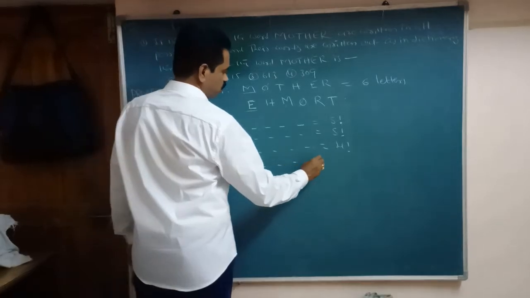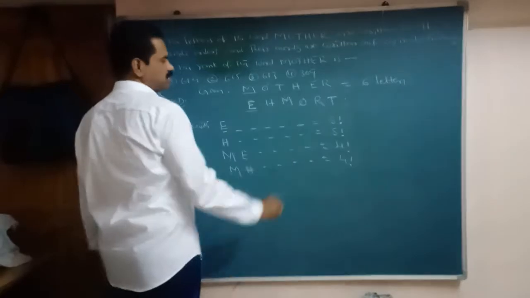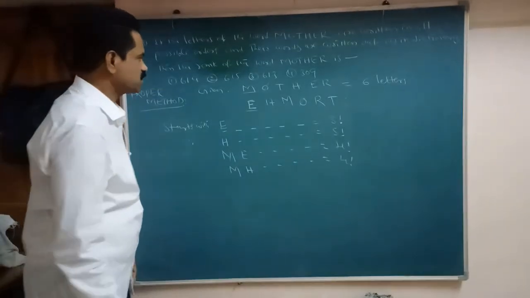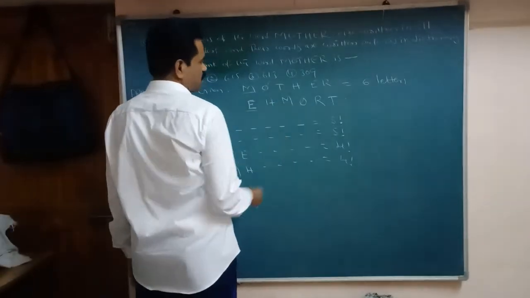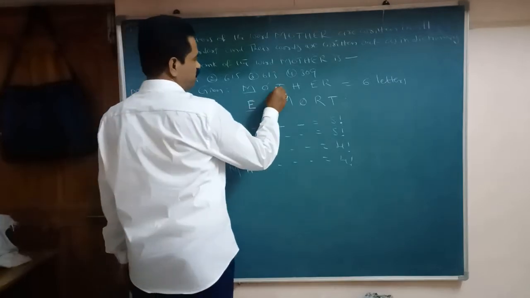1, 2, 3, 4. Here also 4 factorial. Next it is 0. Both are same, 0. Next letter, what here? T. Next letter, what here? T.